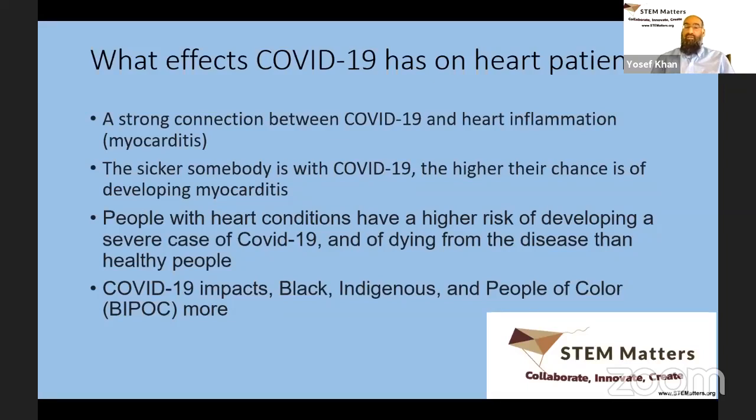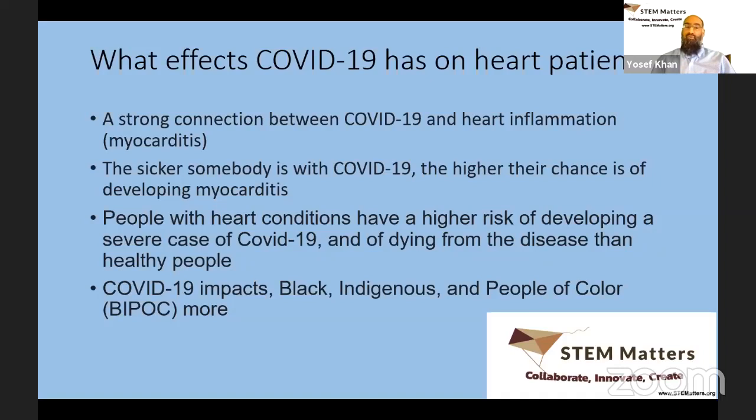It wasn't impacting society. And so what we've learned over the last 14 months has changed our perception of the virus, of the illness, and it continues to change. We are still learning a lot, and so some of the things that I've mentioned here on this slide may not be relevant in the coming months. But so far, what has the data told us? We've seen a strong connection between COVID-19 and heart inflammation.